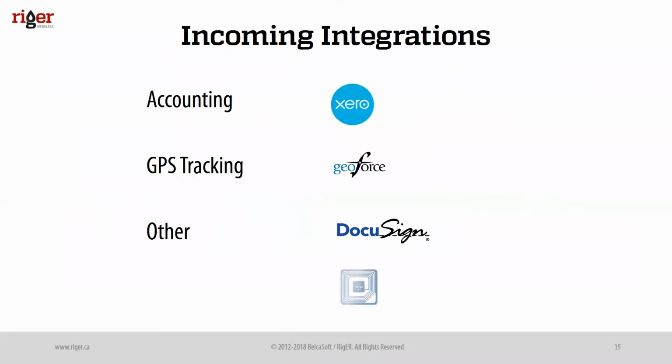Of course, we're thinking about different connections with different software. And the most popular question is about GPS tracking. Right now we are in a negotiation process with GeoForce, the leader of GPS tracking in North America and globally. For accounting, we're considering Xero as a next integration, and other software could be DocuSign and RFID systems, which we are actively looking at right now.